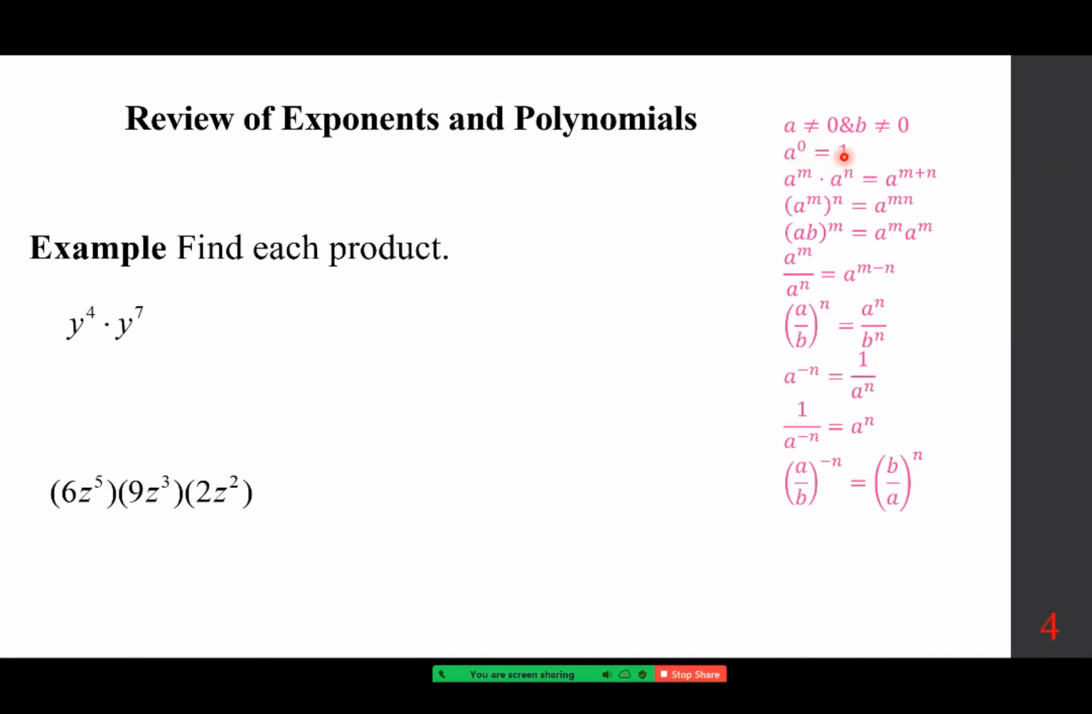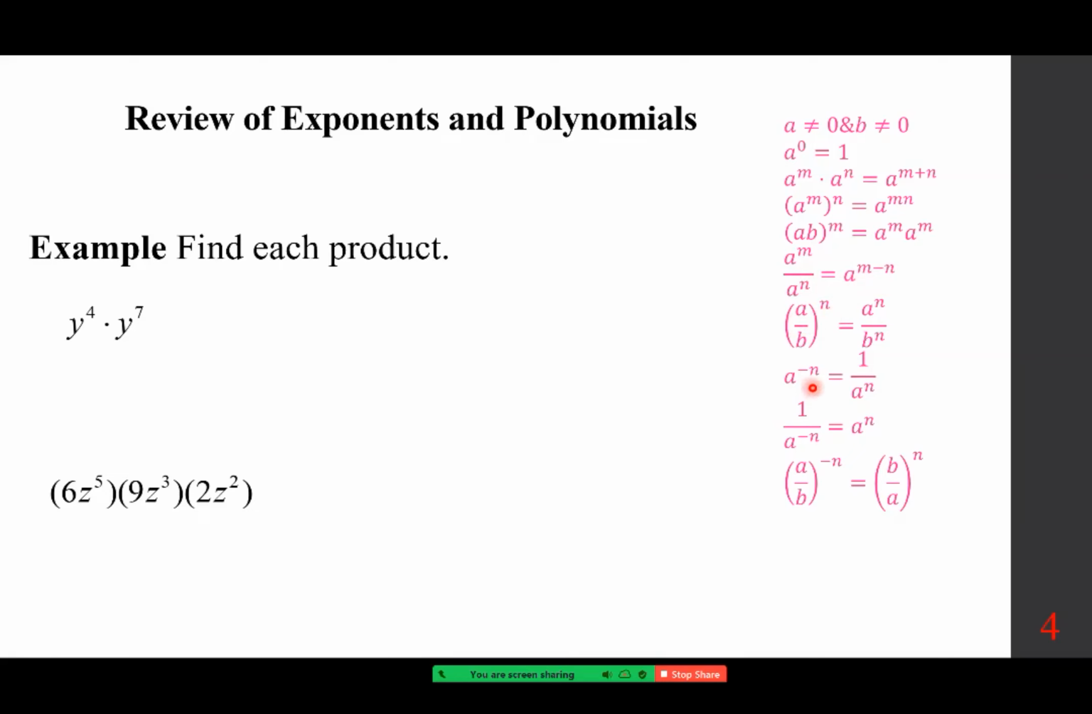A to the power of 0 is 1. A to the power of m times a to the power of n: this is called the product rule. We add up the exponents, a to the power of m plus n. A to the power of m, to the power of n, is a to the power of m times n. This is the power rule. This is also a form of power rule: if you are raising ab to the power of m, you raise individually. This is the quotient rule: a to the power of m over a to the power of n is a to the power of m minus n. And if you have a fraction to the power, you do them individually.